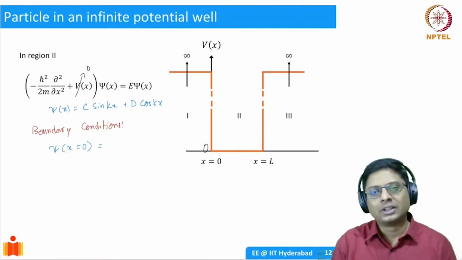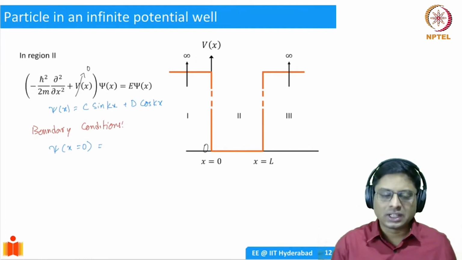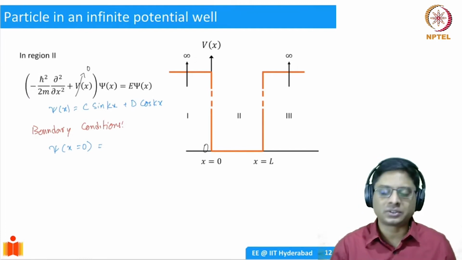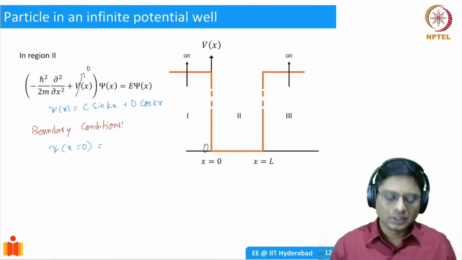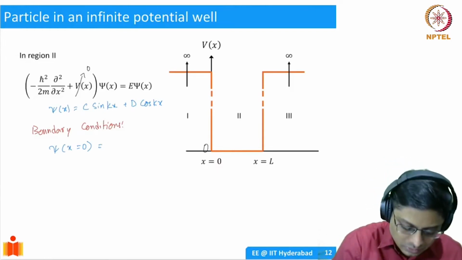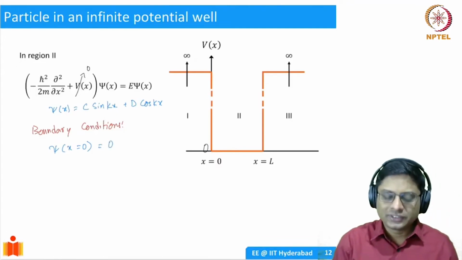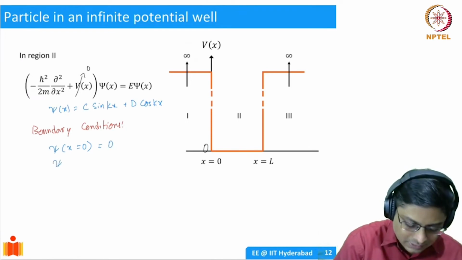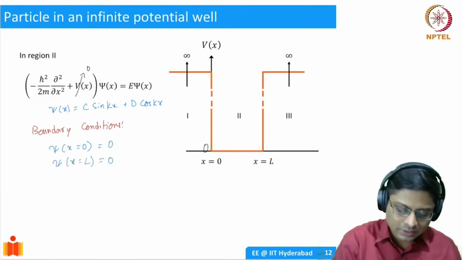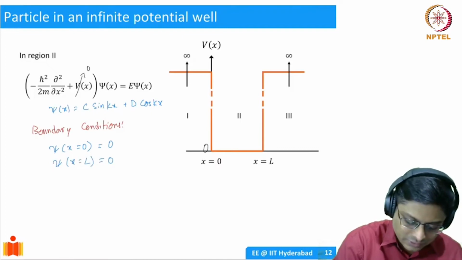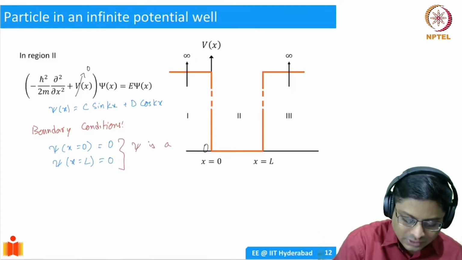Well, we said that psi for x less than 0 is 0, and the wave function has to be continuous. That's one of the requirements of a wave function. So it has to be continuous, and at x equal to 0, it has to be 0. Similarly, psi at x equal to L also has to be 0, because again the wave function psi is a continuous function.